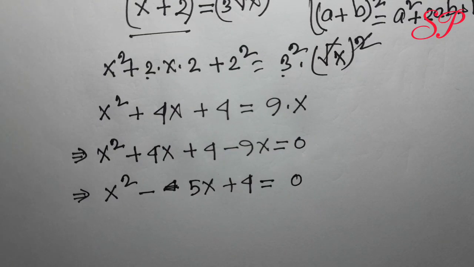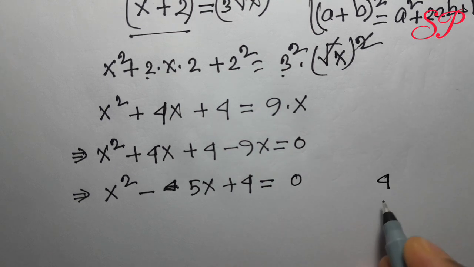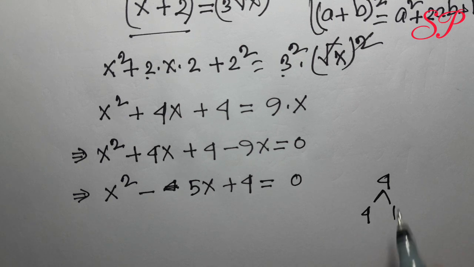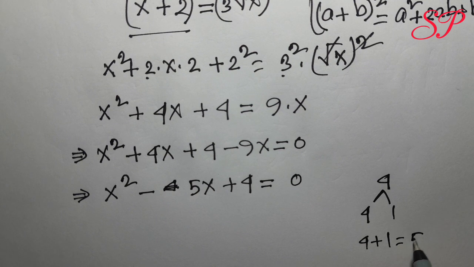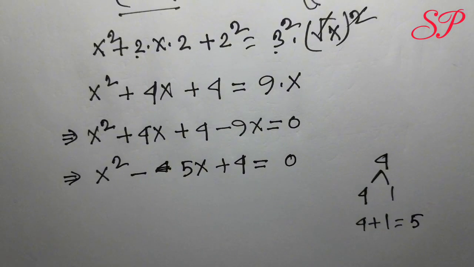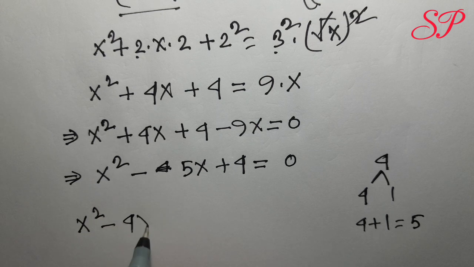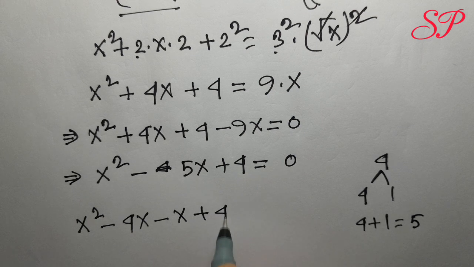Now we do the middle term factorization. Here for 4, we can write 4 and 1. The product is 4 times 1, and 4 plus 1 is equal to 5. So we can write x square minus 4x minus x plus 4 is equal to 0.